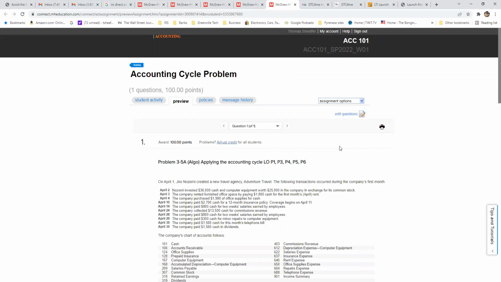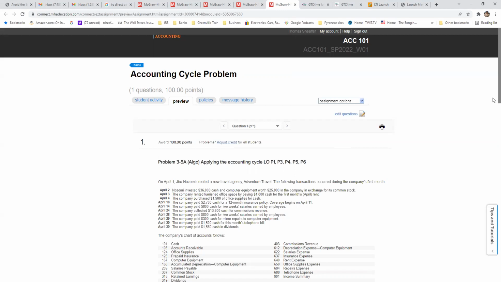And so if you look at what we're looking at on the screen now, and please unmute yourselves and let me know if you're not seeing what I'm describing, okay? The problem starts off at the top with a list of transactions. These transactions have to be put into a general ledger.